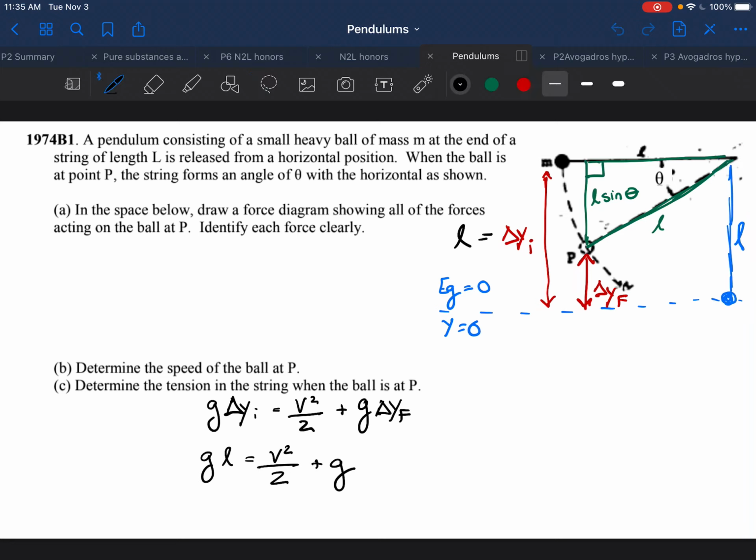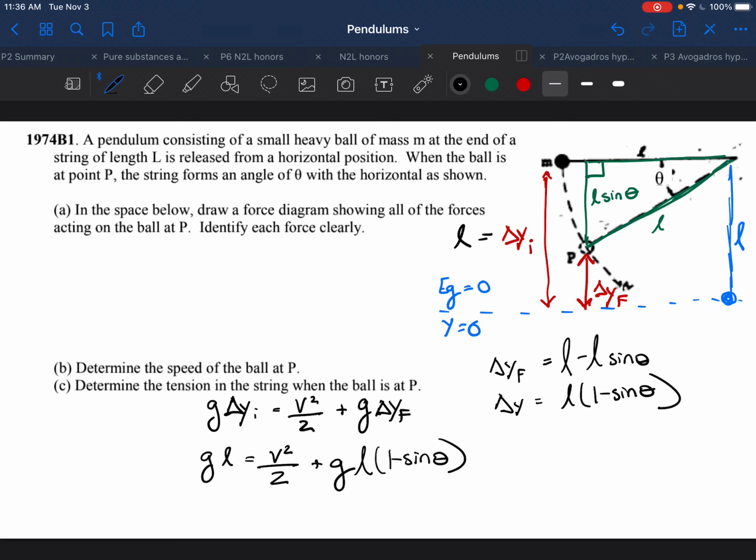And then delta y final here, we drew the triangle in green, and we found that delta y final would equal the length L minus L sine theta, as this delta y here would be this total length L subtracted from this length here, and that gave us this difference. So another way we could write this is L times (1 minus the sine of the angle). So here we'd have gL(1 minus sine theta).